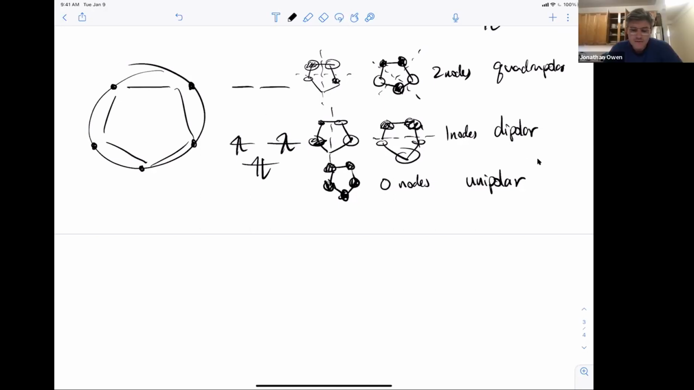I mean, I probably butchered the description of that, but that's basically how it works. And so a d orbital is a quadrupolar function. When you have an optical transition, you can have a dipolar transition or a quadrupolar transition. A dipolar transition is when charges move in one direction from left to right.